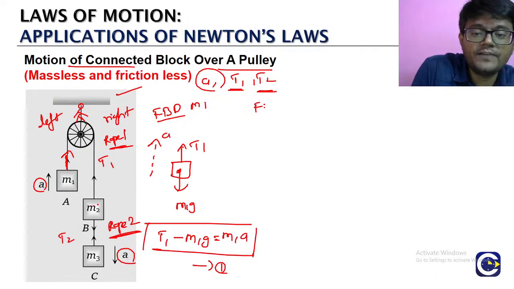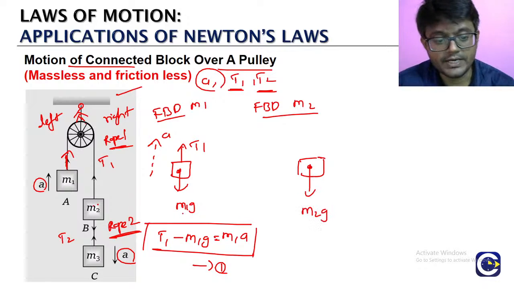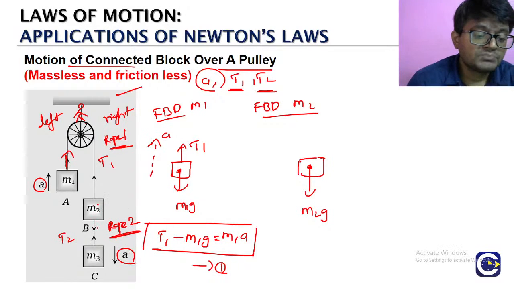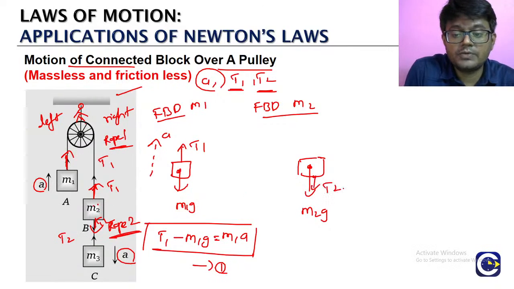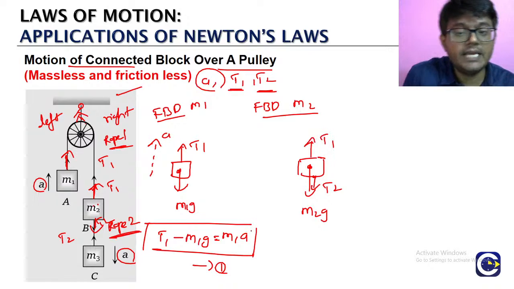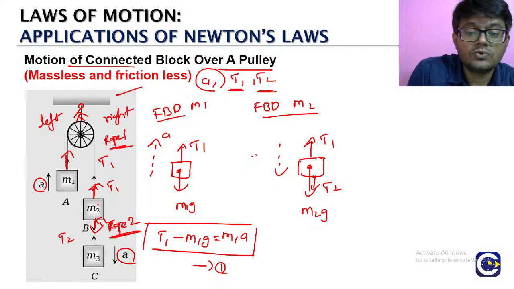Now we'll go to the free body diagram for m2. Where is m2? m2 is here, right? So look at this m2. m2 will have its weight, m2g, acting on it, and it is connected to 2 ropes. So tension because of rope 1 will be up. Tension because of rope 2 will be down. Because of these forces, it is going down with acceleration.